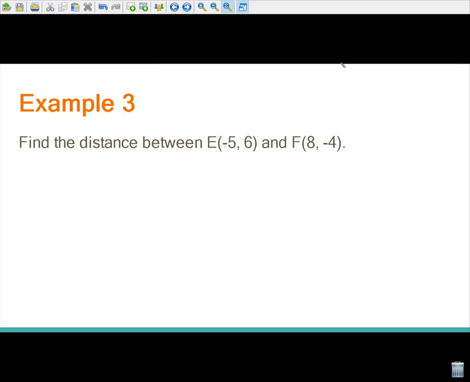All right, so example number 3 here, I encourage you guys to pause this and do this one on your own, see if you can get it right. So go ahead and pause this now.